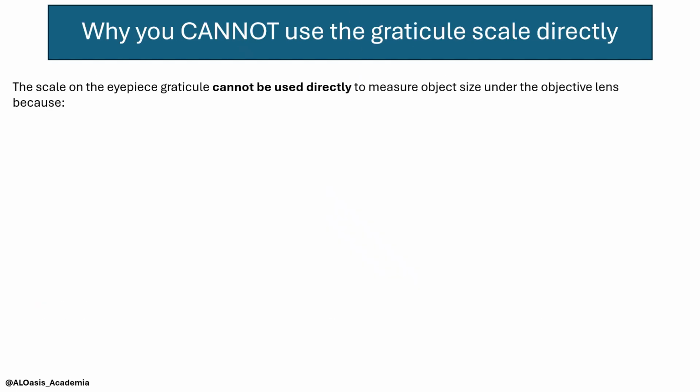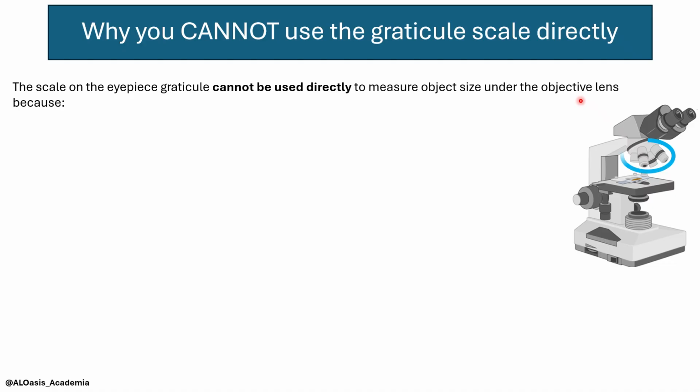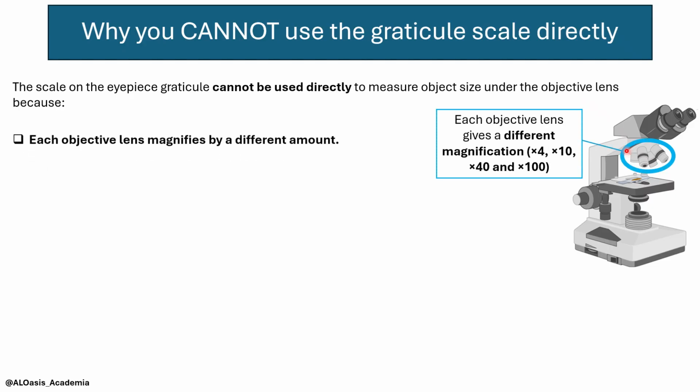As we just explained, the eyepiece graticule cannot be used directly to measure object sizes, and you need to do calibration first. Also, you need to remember that when you are trying to measure the object size under the microscope, you're going to be using the objective lenses. Just as a reminder, I've covered that in a previous video. You may go and watch it. It will appear up there.